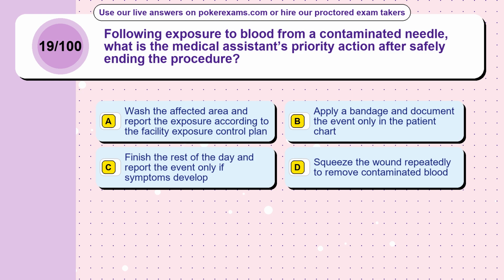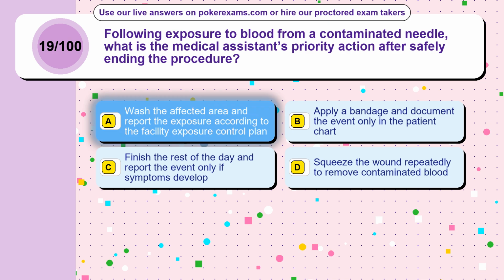Question 19. Following exposure to blood from a contaminated needle, what is the medical assistant's priority action after safely ending the procedure? Option A. Wash the affected area and report the exposure according to the Facility Exposure Control Plan. Option B. Apply a bandage and document the event only in the patient chart. Option C. Finish the rest of the day and report the event only if symptoms develop. Option D. Squeeze the wound repeatedly to remove contaminated blood.